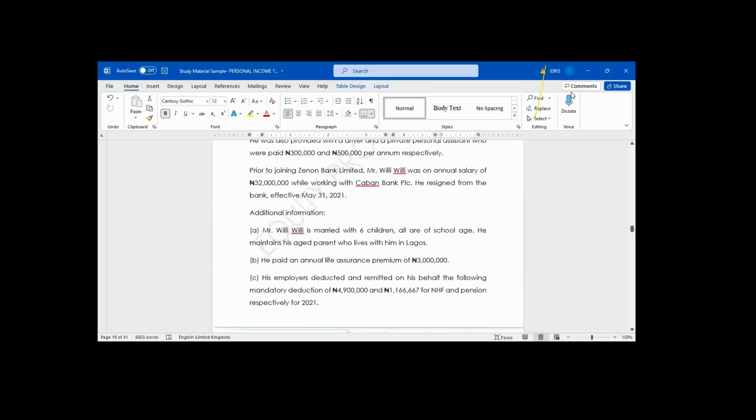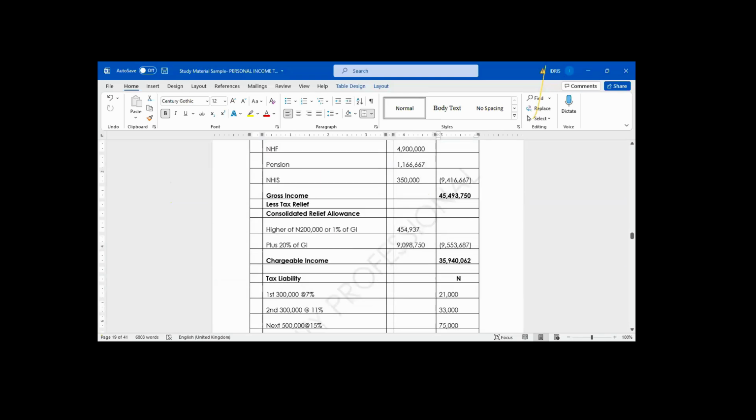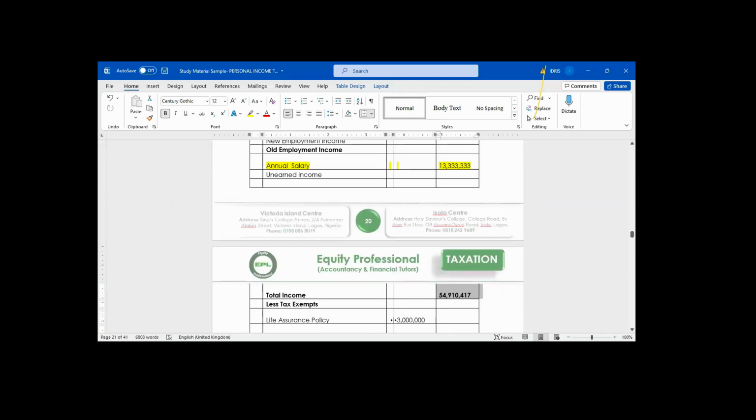The gratuity, if it was added in the income. NHF too. So in this question now, Mr. Willie paid annual life assurance premium of how much? 3 million. That is one of the tax exempt. You don't need to prorate that. You don't prorate tax exempt. 3 million.